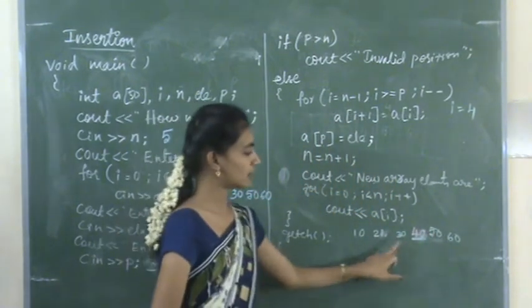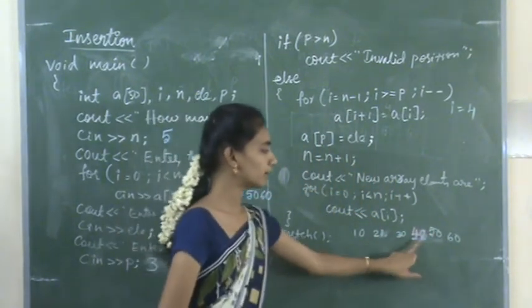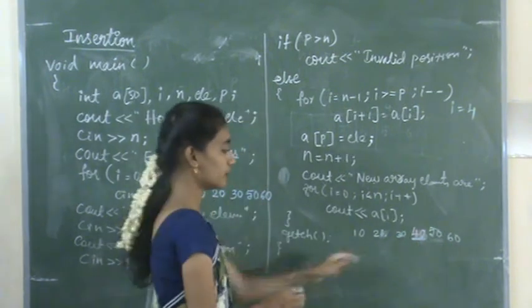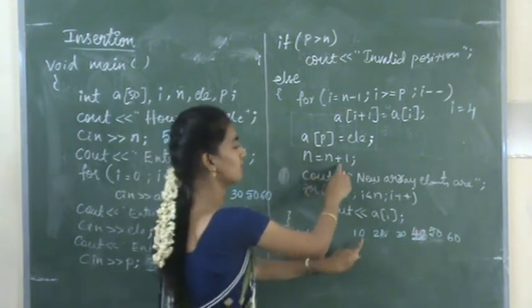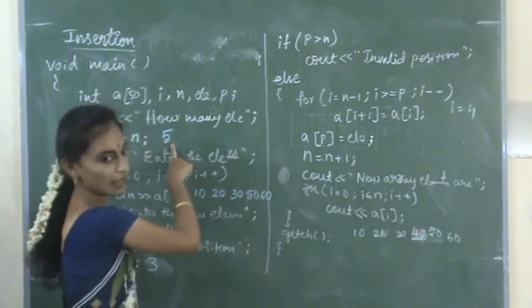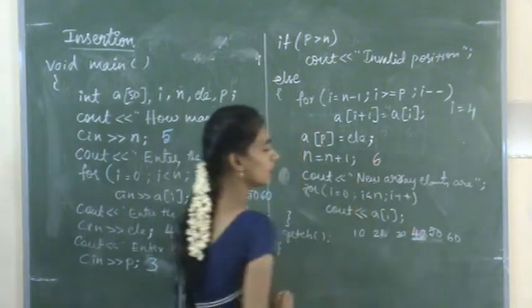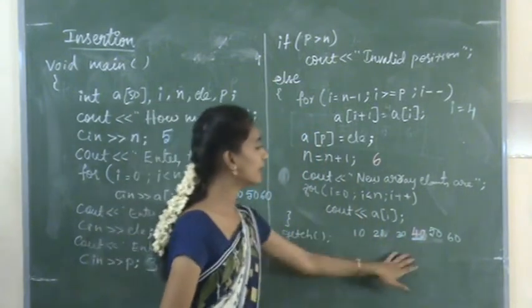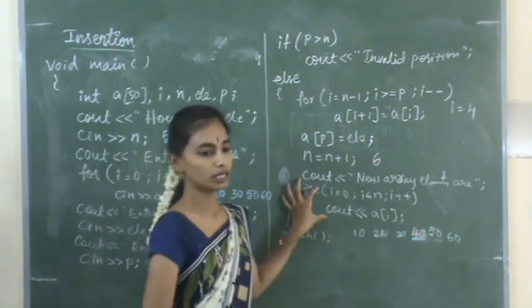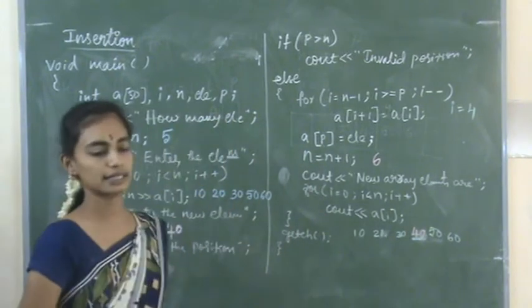Now what is the size of the array? 1, 2, 3, 4, 5, 6. Now it becomes 6. So n equals n plus 1. Previously the n value is 5, so 5 plus 1 is 6. Now this n value becomes 6. So this array will be displayed with the help of this code. So this is about insertion.